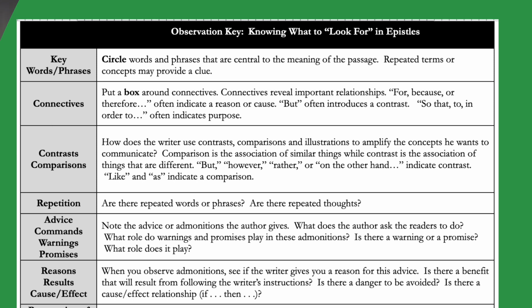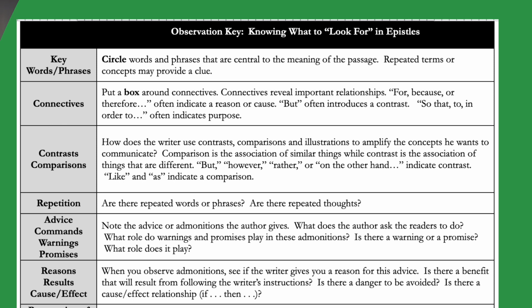Connectives, again, we want to think about connectives. Connectives reveal important relationships. They're words like for, because, or therefore, often indicating a reason or a cause. Therefore, we always want to ask the question, what's the therefore? We never want to read the therefore and just read the isolated paragraph that we're in. The therefore points backward to what's just been said before. But often introduces a contrast. We're going to talk about contrast and comparisons next. So that, to, in order to, often indicates purpose. These are some connectives that we want to think through, and we want to ask why are they there? What are they doing?